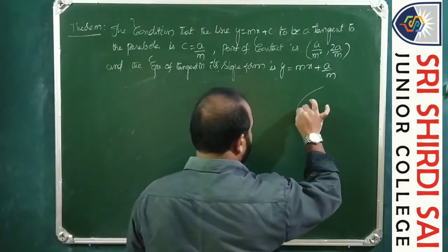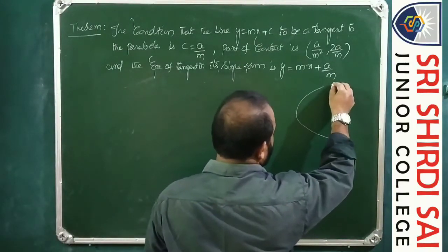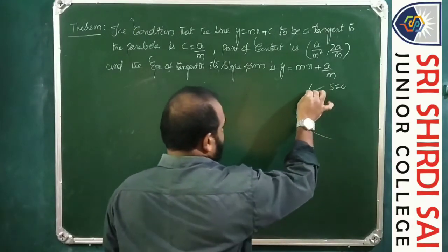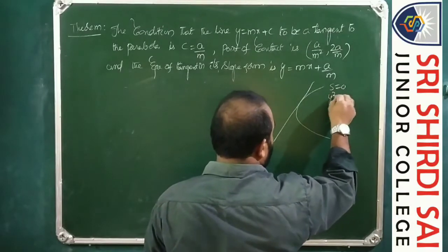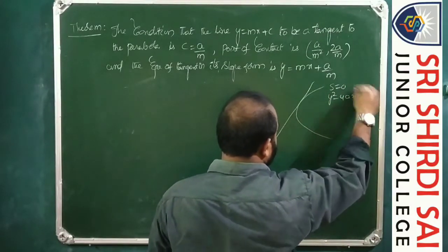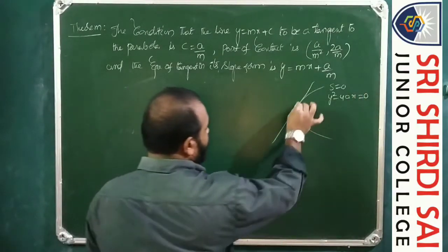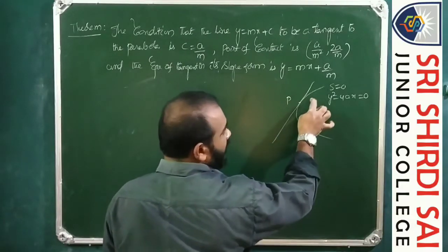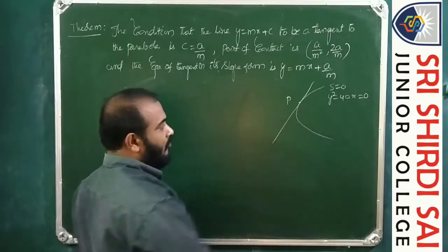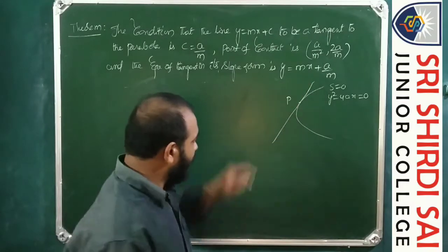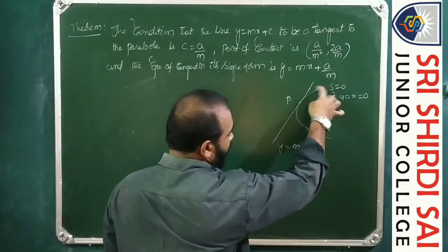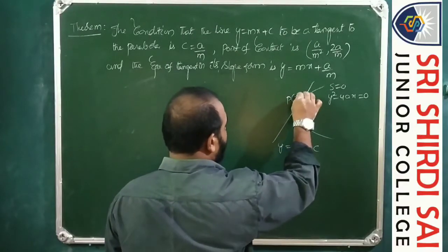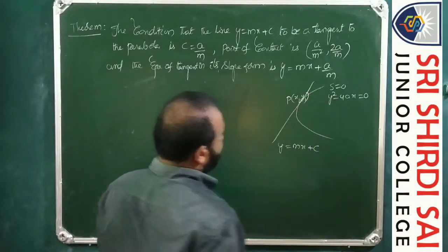Let the parabola be y square equals 4ax, and this is the point of contact of both. P(x1, y1) is the point of contact of this line, y equals mx plus c, and the parabola. So what is this point? P(x1, y1).